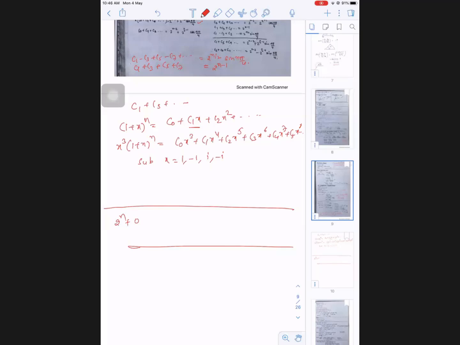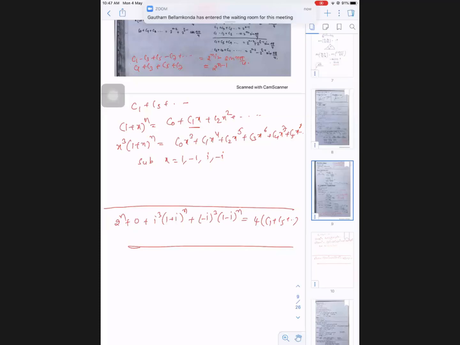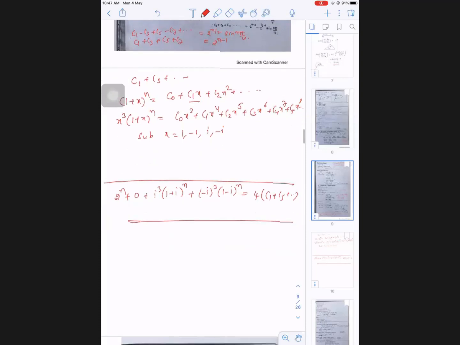Minus 1, it is 0. If you write x equal to i cube into (1 plus i) power n, and if you substitute x equal to minus i cube into (1 minus i) power n, on the right side you have only 4 times C1, C5 like this. The remaining terms, that C0 term or C2, C3, C4 terms, the sum is 0.